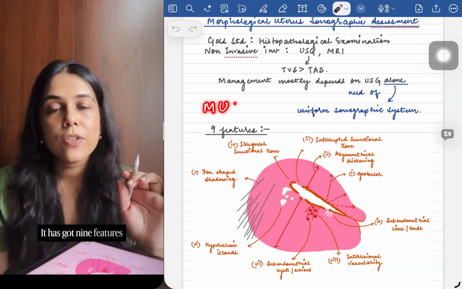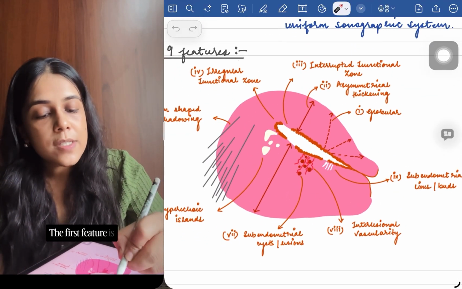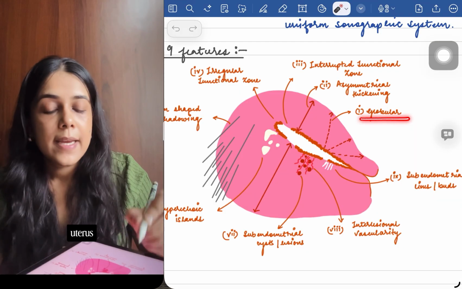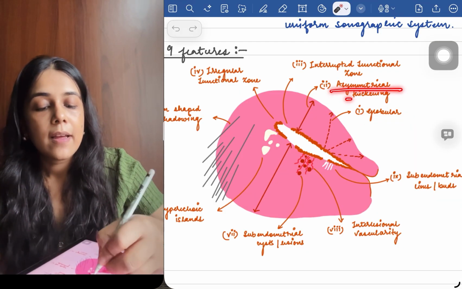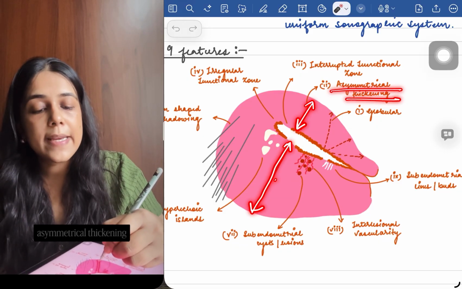It has 9 features. I'll be elaborating all the features one by one. Let's see in this diagram. The first feature is globular enlargement of the uterus. The second feature is asymmetrical thickening. The anterior wall is less thickened compared to the posterior wall. This is what is known as asymmetrical thickening.